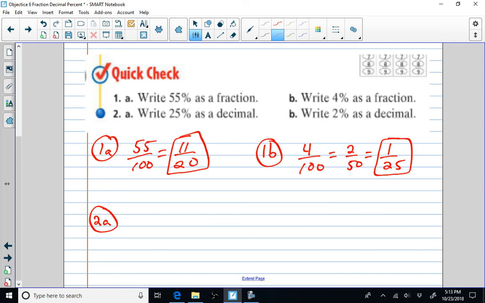2A. 25% as a decimal, right? 25 over 100. And 25 over 100 is the same as 25 hundredths. Or I slide that imaginary decimal point 2 places left. I get 0.25. Right, for 2B. 2% as a decimal. I start with 2 over 100. Right, I write it as a fraction first. 2 over 100 is the same as 2 hundredths. Or I slide that imaginary decimal point 2 places left, right, and I get 0.02.